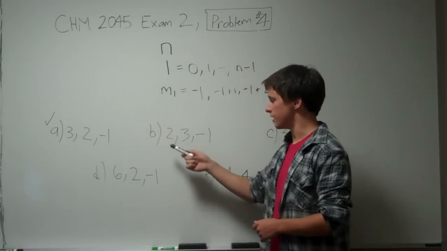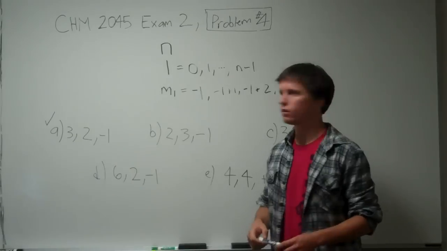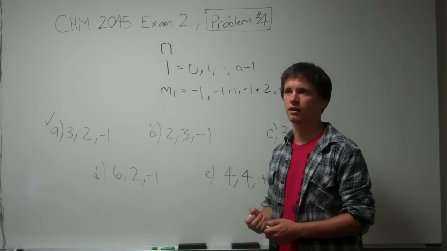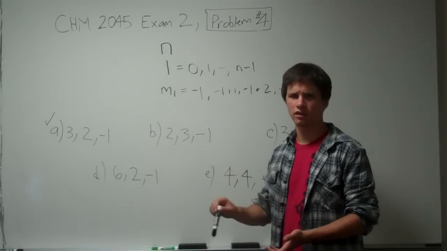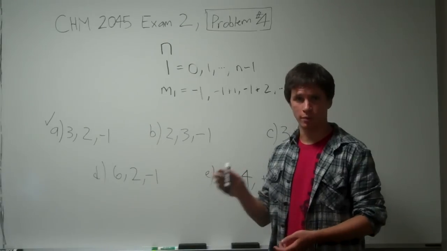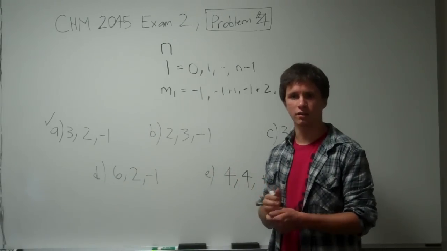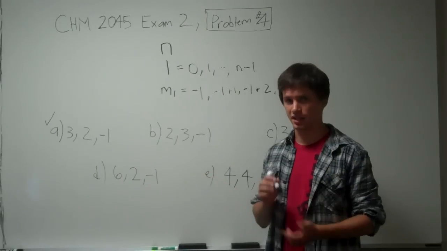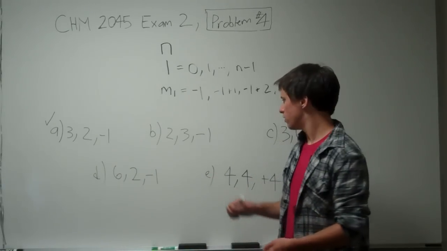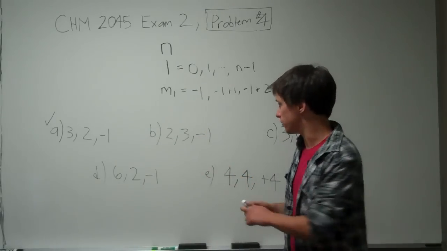Our next set is 2, 3, and negative 1. So n is 2, which means that the maximum value of l is n minus 1. So 2 minus 1 is 1. And l can basically be any number between 0 and 1. In this case it's 3, so these quantum numbers are invalid.